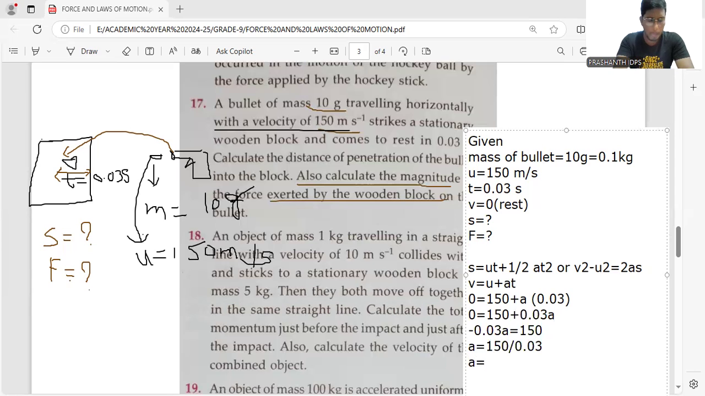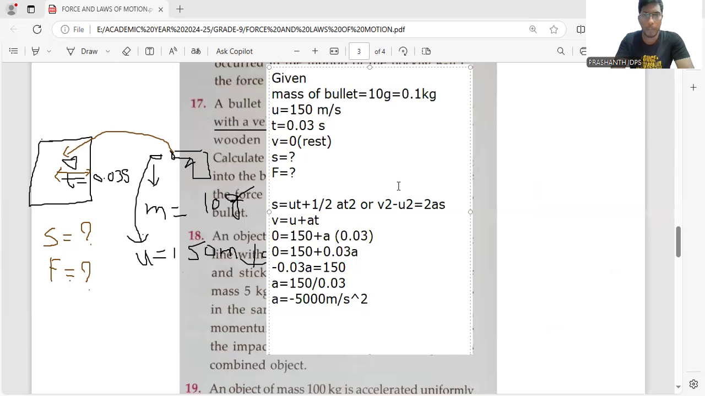a is equal to minus 5,000 meter per second square. I'm writing s2 because I don't have an option to write the square, but in your classwork you should write s square. So we found the a value. Now what about S? You can use any formula. You can use v square minus u square equal to 2as, or even S is equal to ut plus half at square.